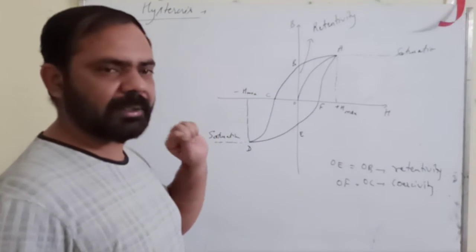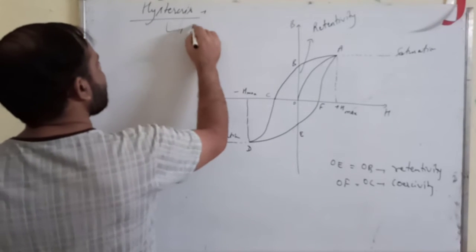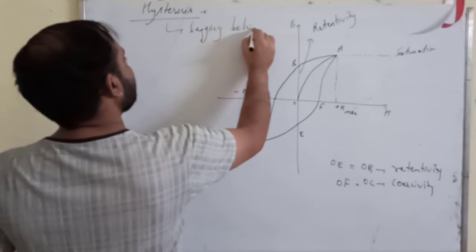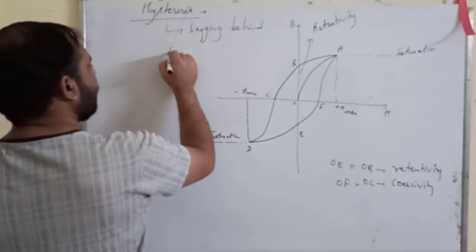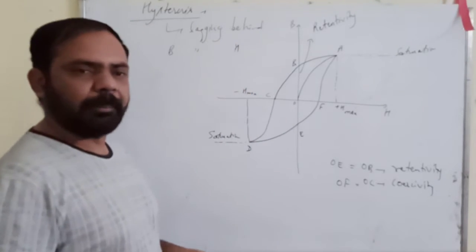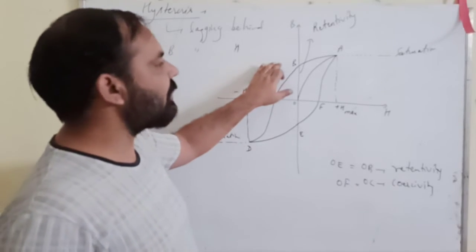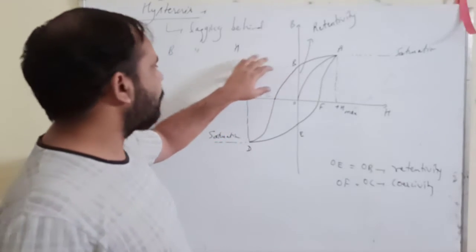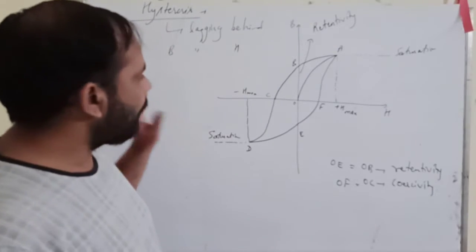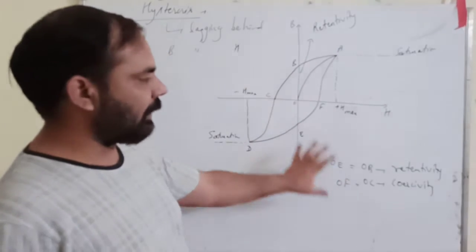Now why do we call this hysteresis? Because the meaning of this word hysteresis is lagging behind. And who is lagging behind here? B is lagging behind H, right? B is always following H, or you can say B is always lagging behind H. So that is why we call this the hysteresis loop. Now these two things, I told you what they mean.